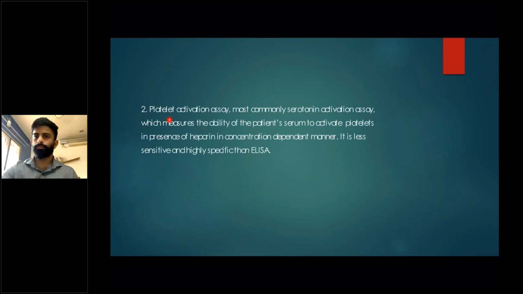Platelet activation assay, most commonly the serotonin release assay, measures the ability of the patient's serum to activate platelets in the presence of heparin in a concentration-dependent manner. It is less sensitive and more specific than ELISA.